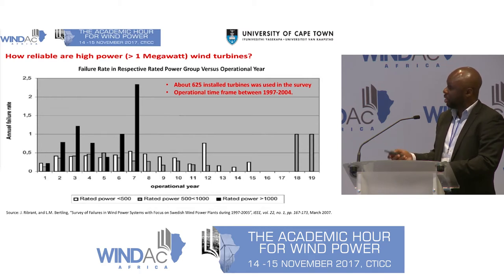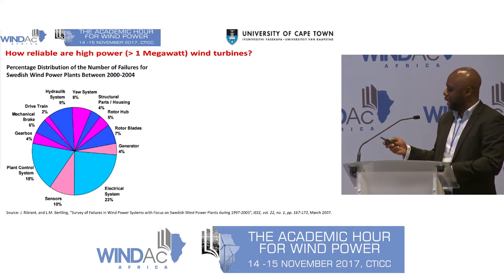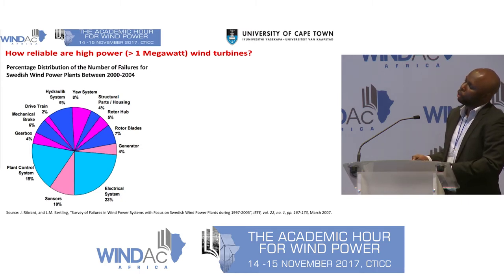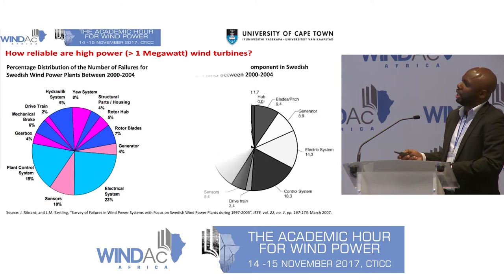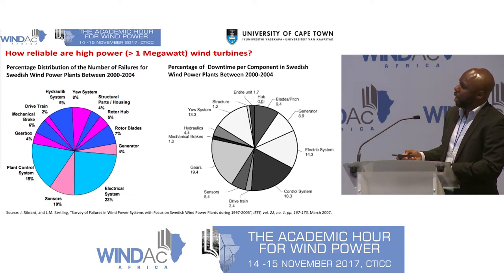Another result they obtained was that the number of failures per component was, before this research, perceived to be highest for the gearbox. But after the research, based on field reports obtained over the course of 7 years, they derived that the electrical system recorded about 23% of the failure rate, and the gearbox recorded about 4%. But when it comes to downtime, that is the amount of time required to rectify the faults associated with each component, the gearbox was top with 19.4%, followed by the control systems.